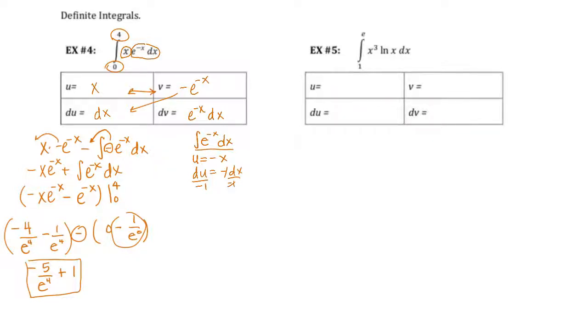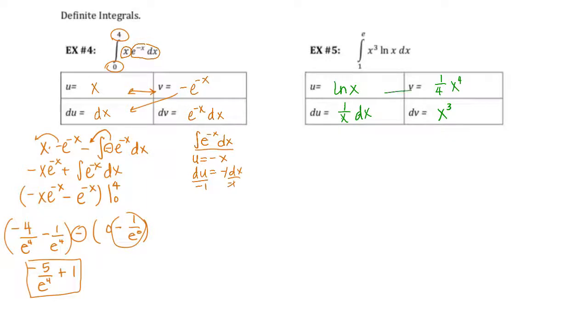This time we're going to let u be ln, natural log of x. The derivative of natural log of x is 1 over x dx. And then over on the other side, we're going to let x cubed be dv. And if I integrate that, then I'm going to go back up, and that's going to end up giving us 1/4 x to the 4th. So let's see if that's going to work.